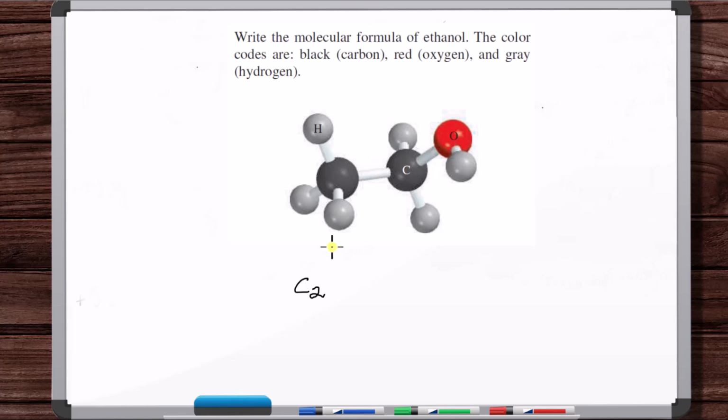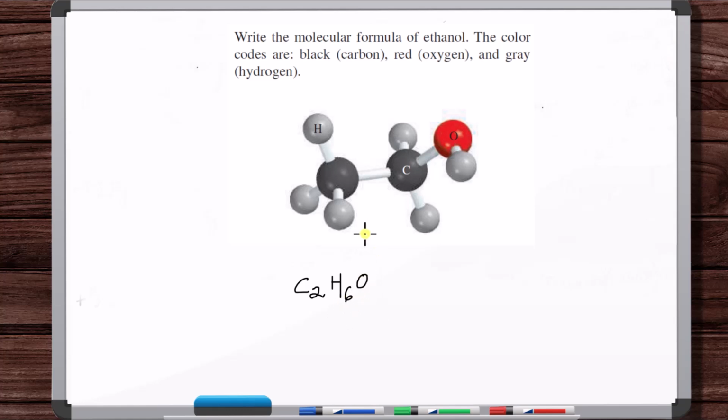And then typically you're going to have the positive charges on the left of the chemical formula, and then the negative charges on the right. So C2, now let's do H. 1, 2, 3, 4, 5, 6. C2H6, and then 1 oxygen, O.